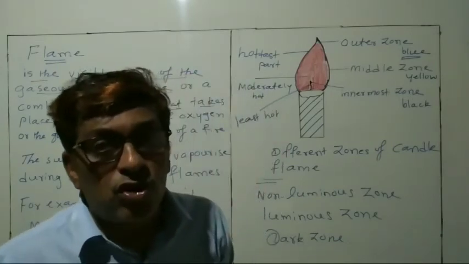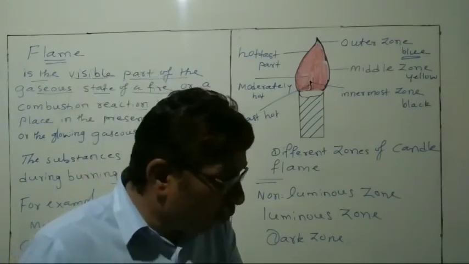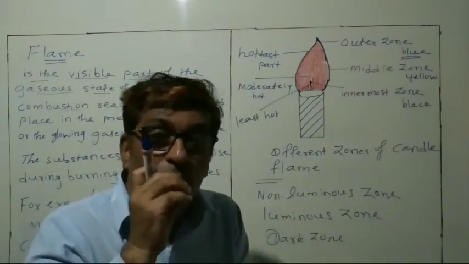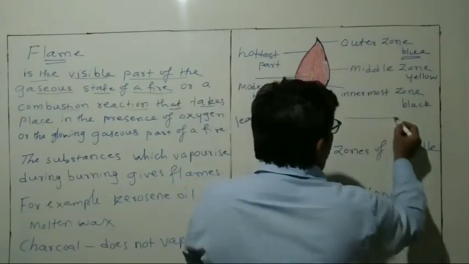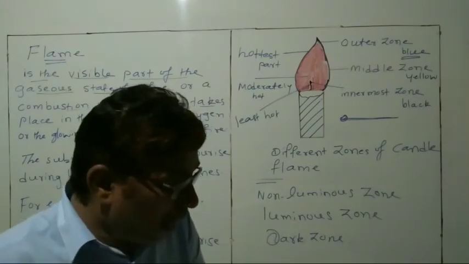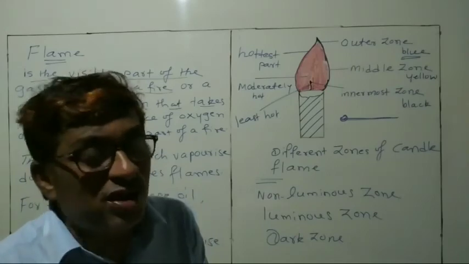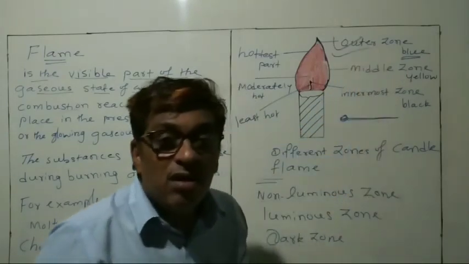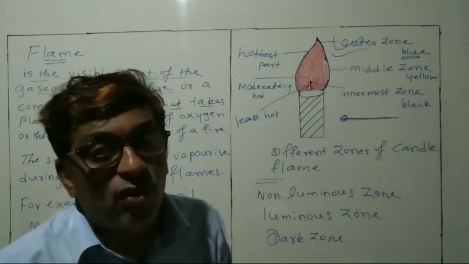Now, dear students, goldsmiths blow the outermost zone. Goldsmiths and gold makers blow the outermost zone with a metallic pipe, for melting gold and silver. There are three zones, but they use the outermost zone. Why may it be? I think you have to find the answer for this.